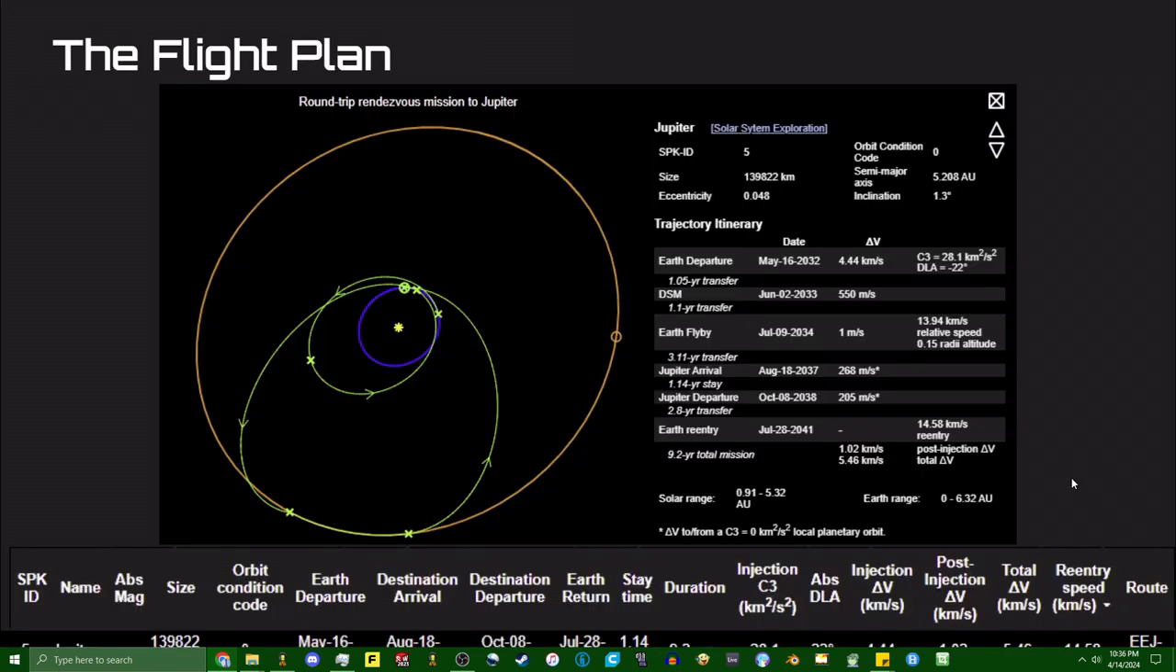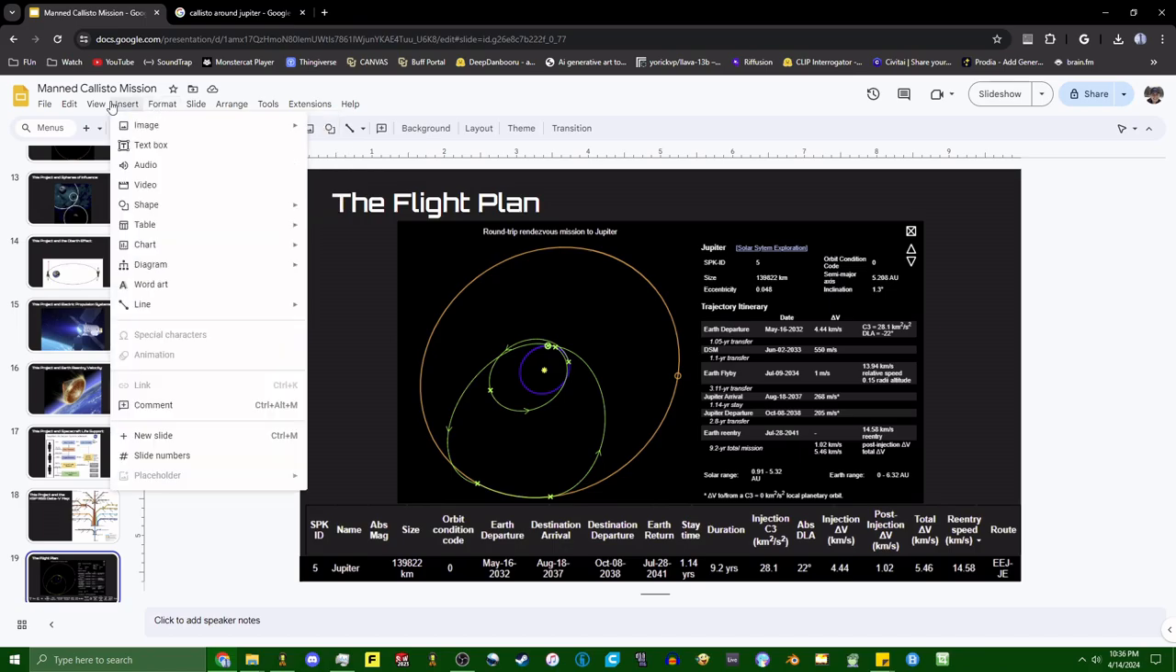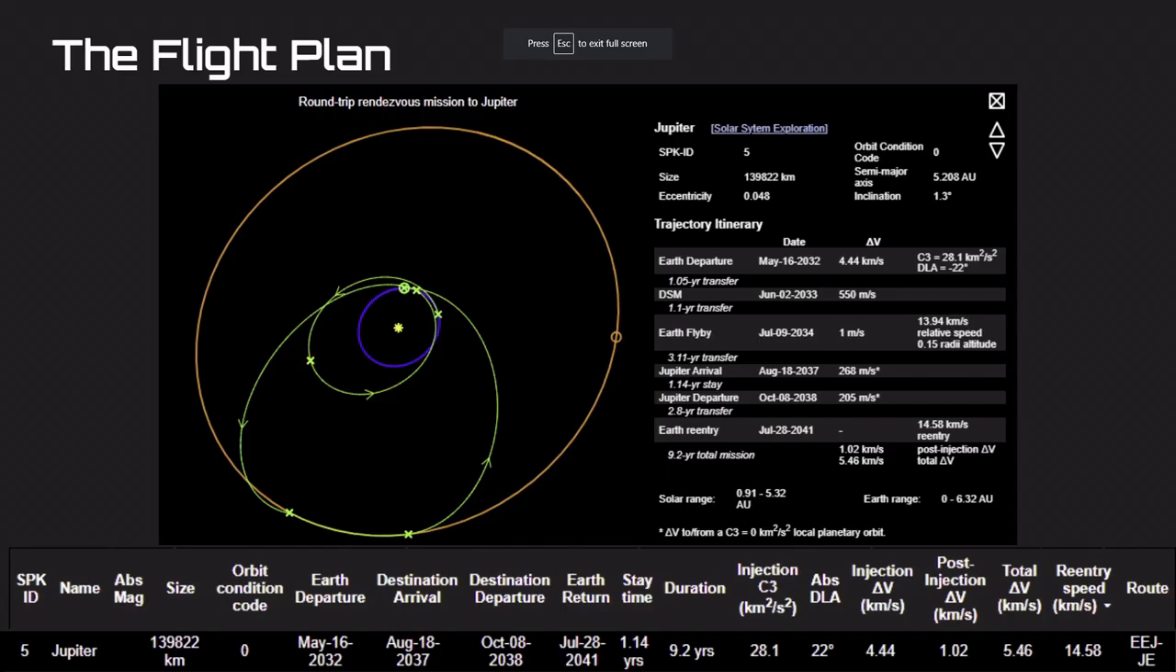Okay, and here's our specific flight plan. I'm going to need to kick it. There we go. Now that's full screen again.